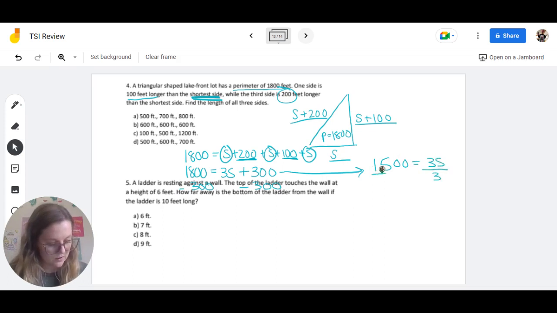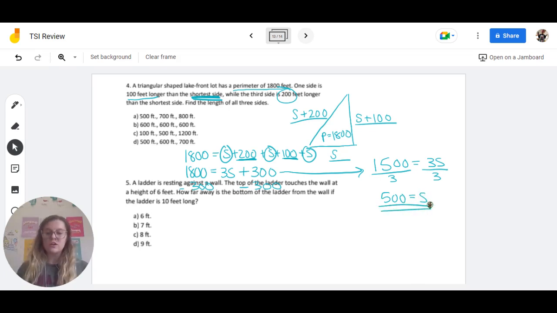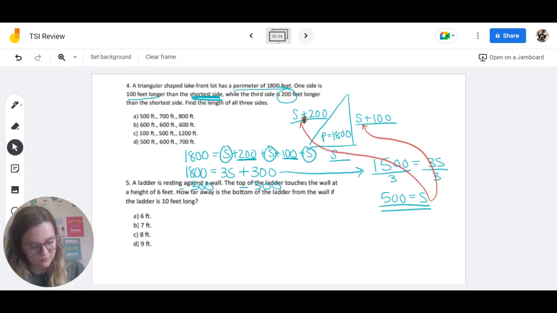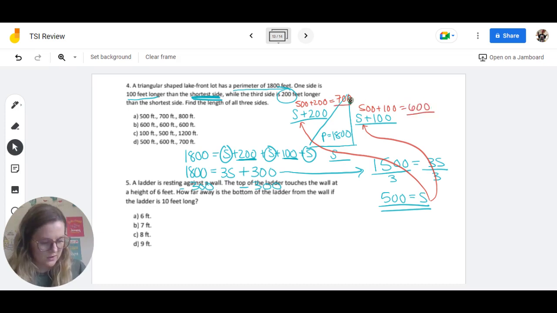Divide each side by 3. So 500 is equal to S. So 500 is my shortest side. So once I have my shortest side, I can take that and I can plug it in here, and I can plug it in here. So this would give me 500 plus 200 would give me 700, and then 500 plus 100 would give me 600. So I need an answer choice that says 5, 6, and 7. So my answer choice here is D, 5, 6, and 7.